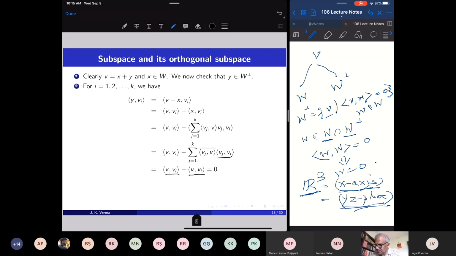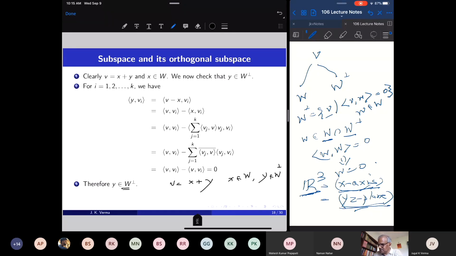So the inner product of y with Vi for every i is 0. So y is perpendicular to every Vi, but the Vi's form a basis of W, and therefore y is perpendicular to every vector in W. So y is in W perp. So we have written V as x plus y, where x is in W and y is in W perp.